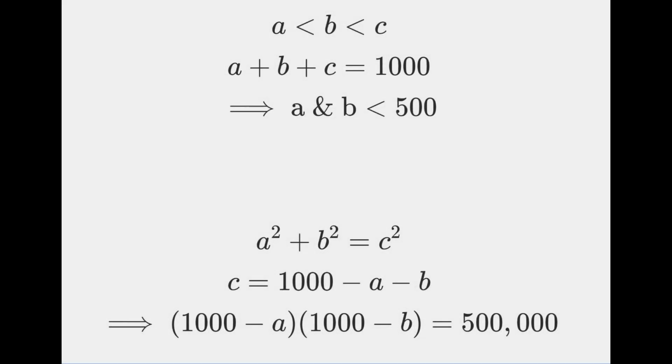Looking at the top formula group here, we have that A is less than B is less than C, and A plus B plus C equals 1000, which is what the problem gave us. From that we can deduce that A and B both must be less than 500. From the bottom group, given in the problem was A squared plus B squared equals C squared, and then we've just rearranged the A plus B plus C equals 1000 formula, and that gives us the very bottom equation as shown. Using some algebra, you can see how this was deduced by looking at the GitHub page, which will be linked below.